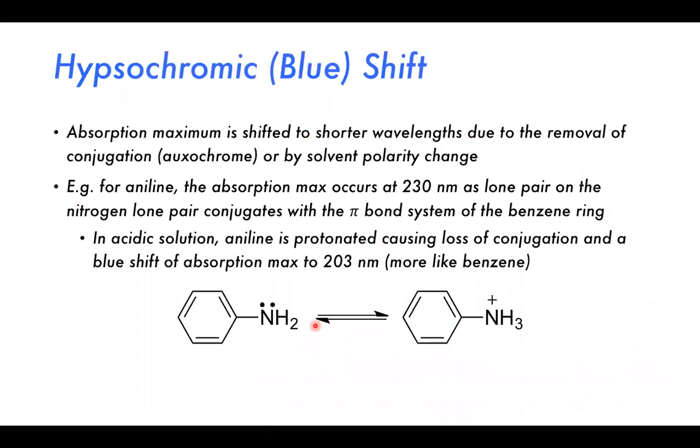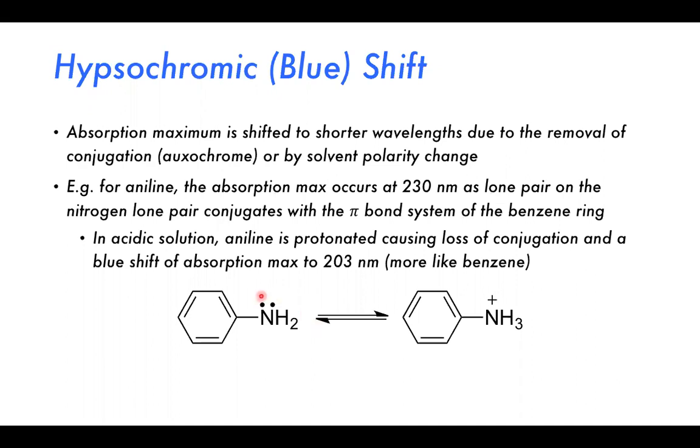Hypsochromic, or blue shifts. This is where the absorption maximum is shifted to shorter wavelengths due to the removal of conjugation. This is where the auxochrome comes in, so we're removing an auxochrome, or there is a solvent polarity change. For aniline, the absorption maximum occurs at 230 nanometers, as we saw in the previous slide. We talked about aniline as the lone pair on the nitrogen atom conjugates with the pi bond system of the benzene ring.